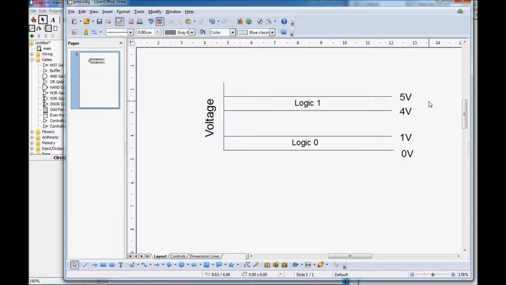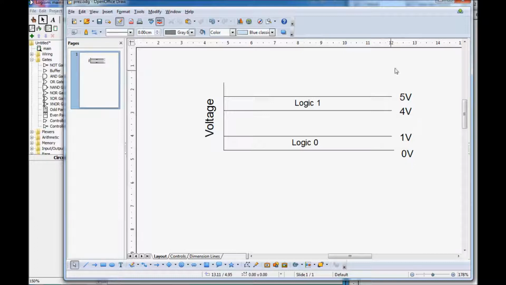Now, for example, if we have 5-volt logic, then a logical 0 can be something from 0 volts until 1 volt. But a logical high level can be something, for example, from 4 volts until 5 volts. These values I simply made up, and in real life they will be a little bit different.